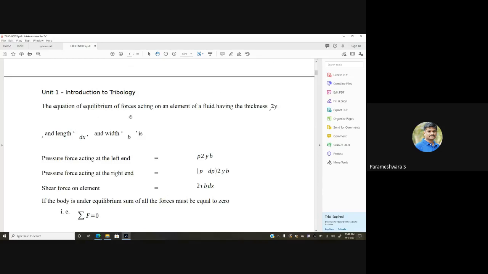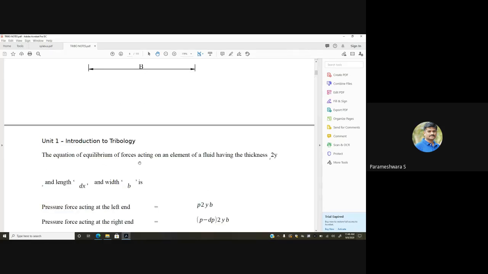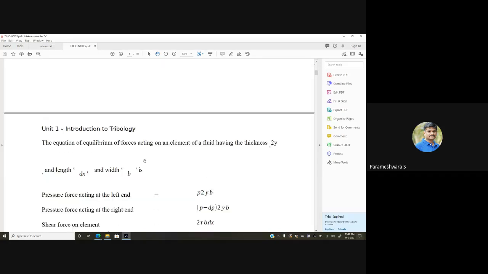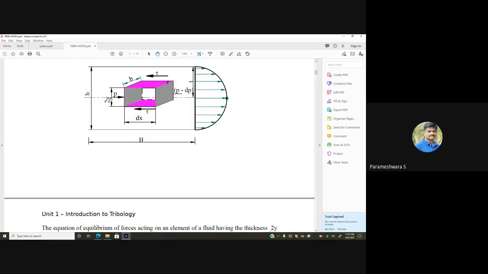So the equation of the equilibrium forces acting on the element of fluid having the thickness 2y, the length dx, and the width b is given by. First I will consider the pressure force acting on the left hand side.